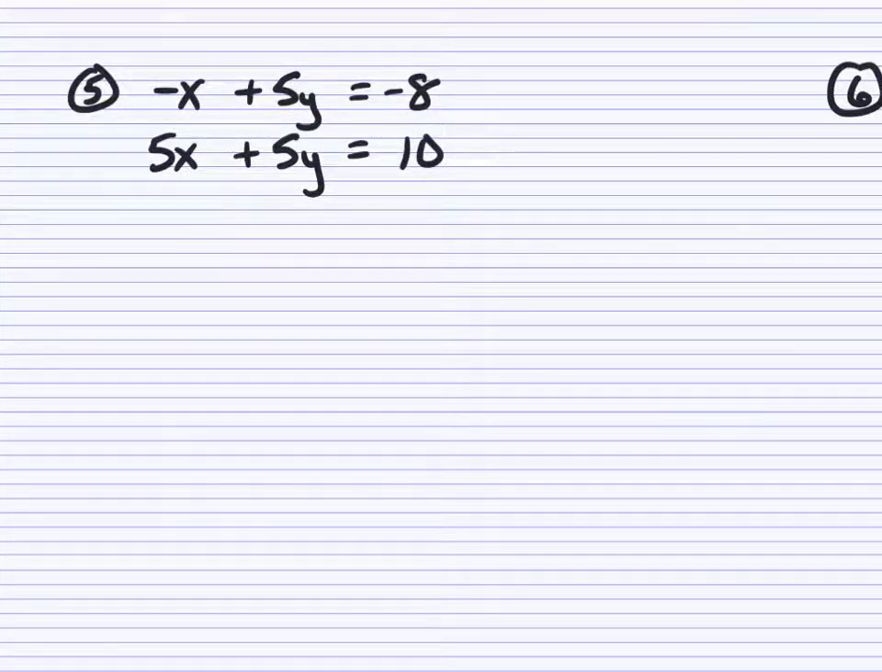Number 5, there are no opposites. But there is the same, a positive 5y and a positive 5y. But we need them to eliminate. So we're going to have to do a little bit of work to get them to eliminate. Rather than using subtraction, because I'm trying to get you ready for the next section, we are still going to do addition.